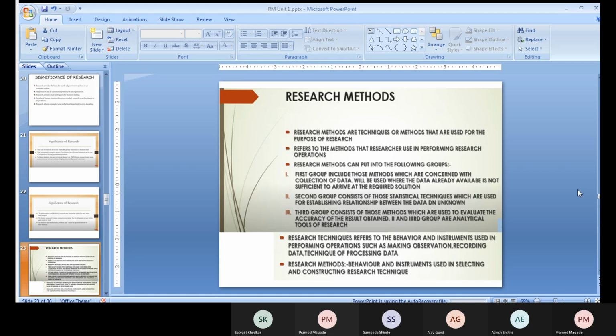So these are basically the research methods, which are totally related with the objectives and methodology. A few points I have mentioned over here. Research methods are techniques or methods that are used to serve the purpose of research. Of course, you can write 'serve the purpose' in a single line, point number one. Then it refers to the methods that researchers use in performing research operations. Of course, we have to define the methods sequentially: what already happened and what I am going to select. So many times, suppose I have to design a boiler.